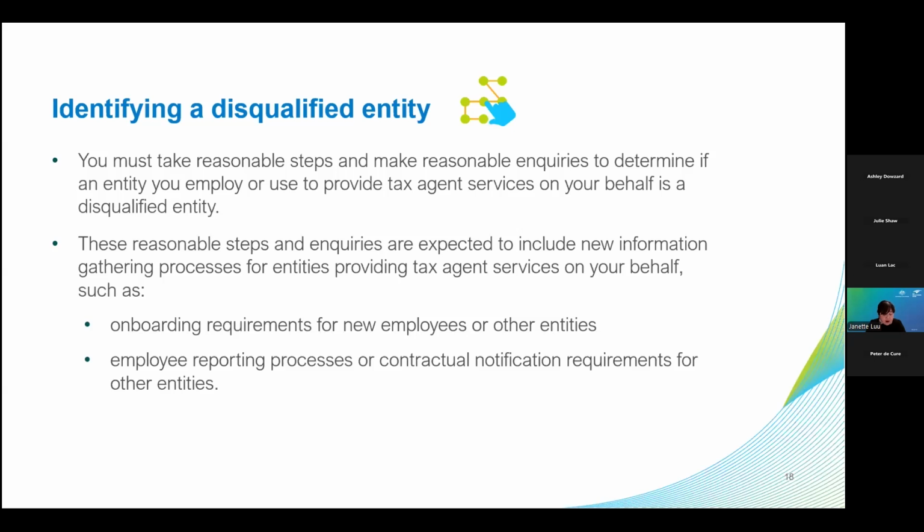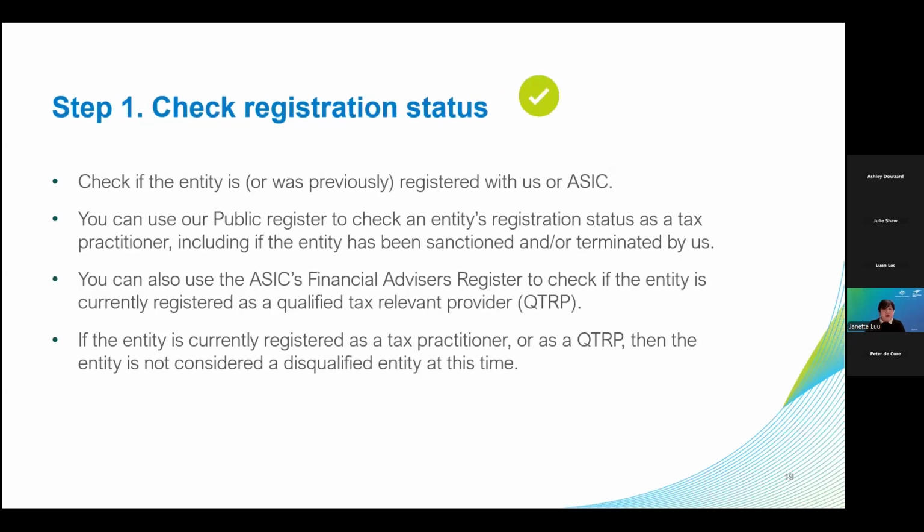We also ask that you have reporting processes and procedures in place that require employees to notify you, or there might be a contractual notification requirement for a contractor, for example, to tell you if one of those disqualifying entity events have occurred in relation to them. So at a very minimum, you should take these steps, but there are a few more that you need to consider.